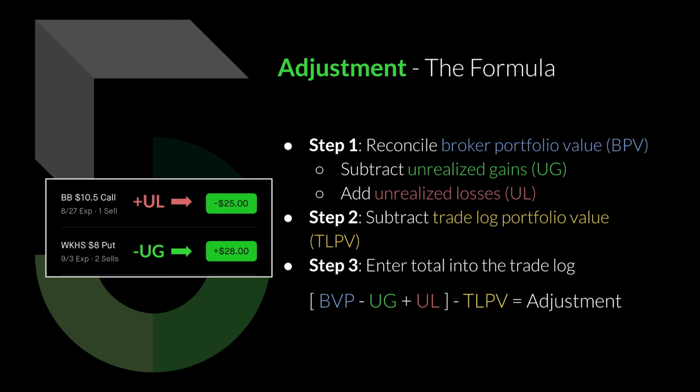It's the broker portfolio value minus your unrealized gains, adding in your unrealized losses. That total, now minus the trade log portfolio value. That answer should be your adjustment. So what is this trade log portfolio value? Well, this is what the trade log will automatically calculate once the month turns over.